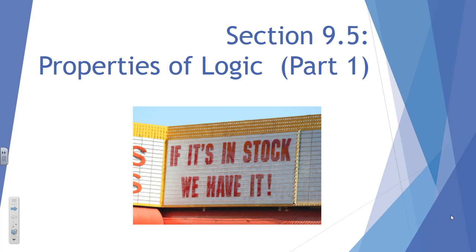On your screen is a funny little statement that was posted above a retail store. "If it's in stock, we have it." That seems kind of funny because it's such a redundant statement. If it's in stock, well, that's the definition of having it. That's an example of a certain property of logic that we're going to look at in the second part of this series. So let's get started.